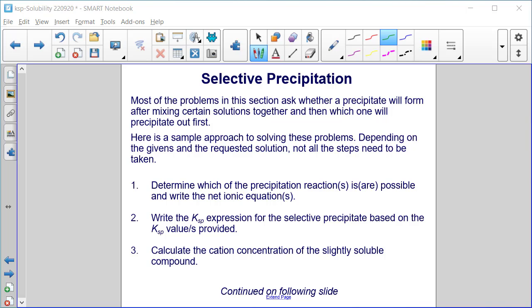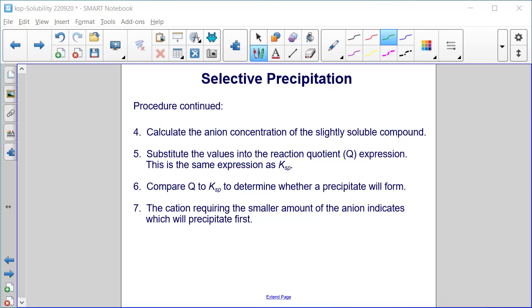First, determine which of the precipitation reactions are actually possible and write the net ionic equations. Two, write the Ksp expression for the selective precipitation based on the Ksp values provided. Three, calculate the cation concentration of the slightly soluble compound. Four, calculate the anion concentration of the slightly soluble compound. Five, substitute the values into the reaction quotient expression. This is the same expression as Ksp. Six, compare Q to Ksp to determine whether a precipitate will form. Seven, the cation requiring the smaller amount of the anion indicates which will precipitate first.